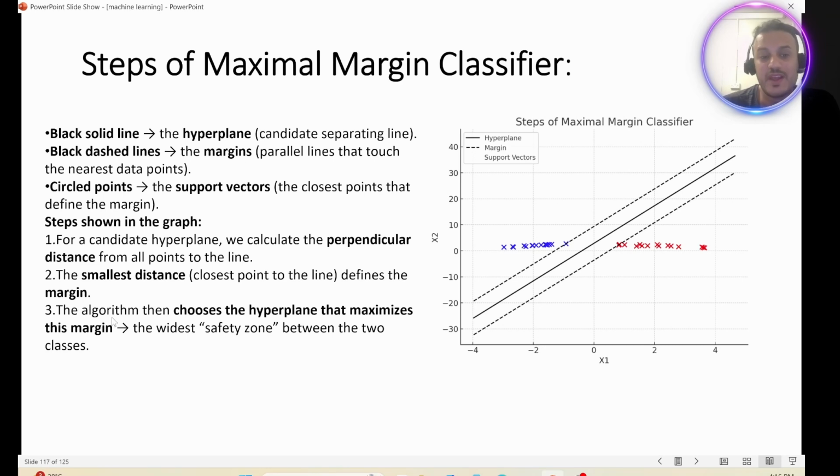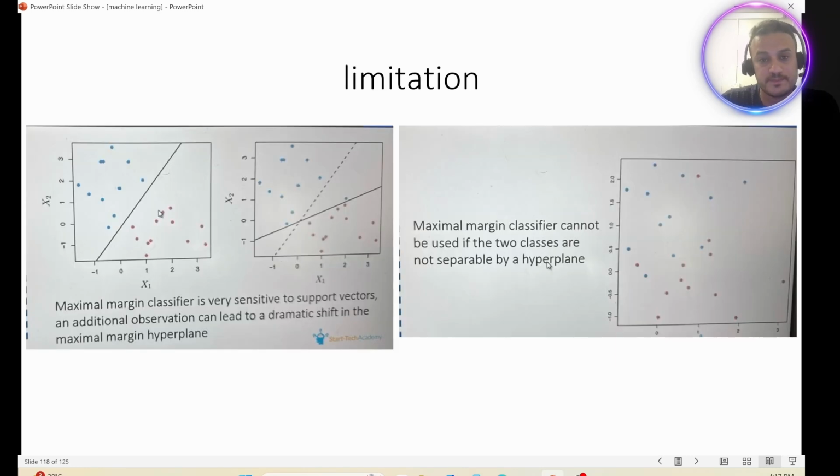And then the algorithm chooses the hyperplane that maximizes this margin. So the model chooses the hyperplane that makes this area very wide, because we need to set the hyperplane far away from our points so it will separate best. We don't need our line to be here because it would be risky to classify our data. We need it in the middle. That's how the maximum margin classifier works.